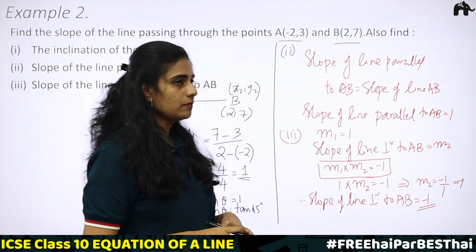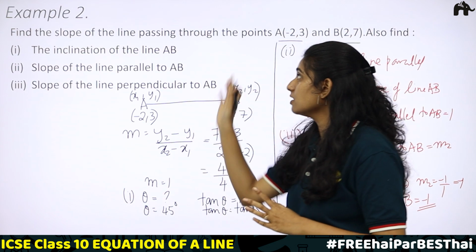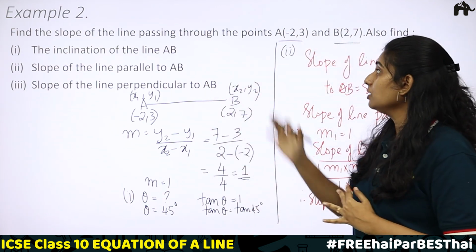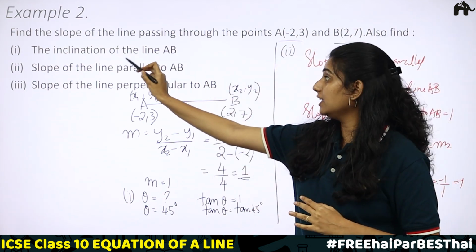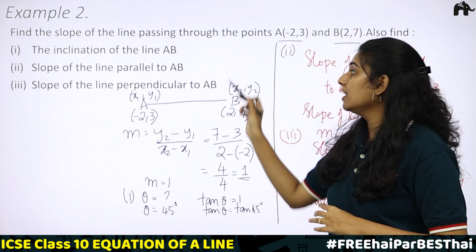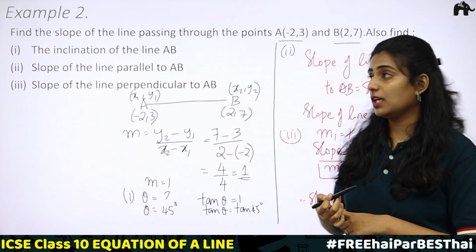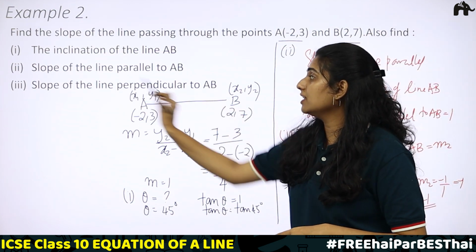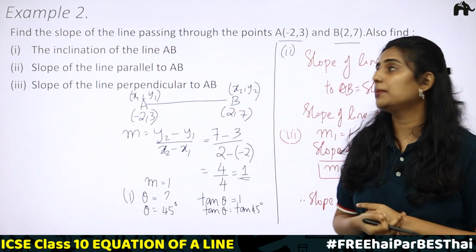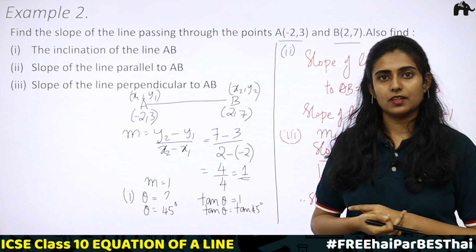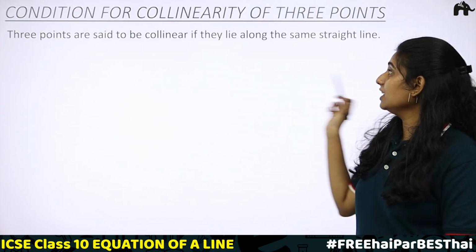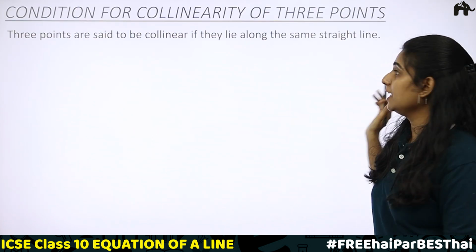Clear? So here first we have determined the slope of line AB. Then using the slope we have determined the inclination theta. Third, we have determined the slope of a line which is parallel to AB. And then we have determined the slope of a line which is perpendicular to AB. Clear? Next is the condition for collinearity of 3 points.